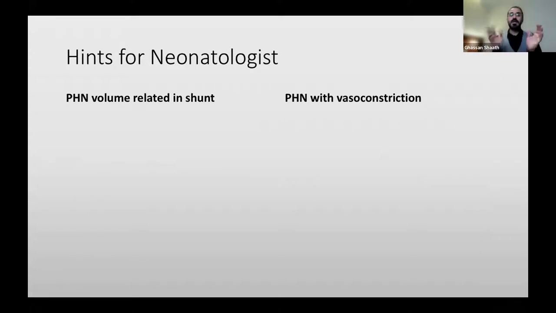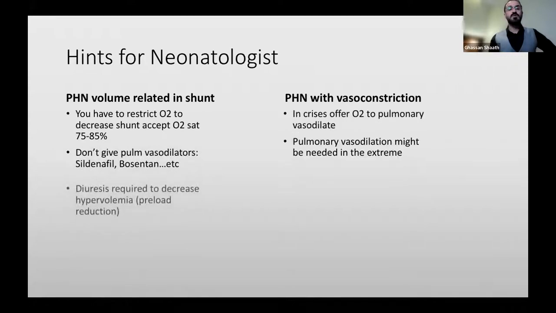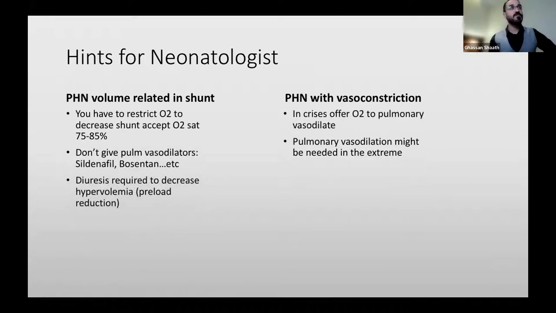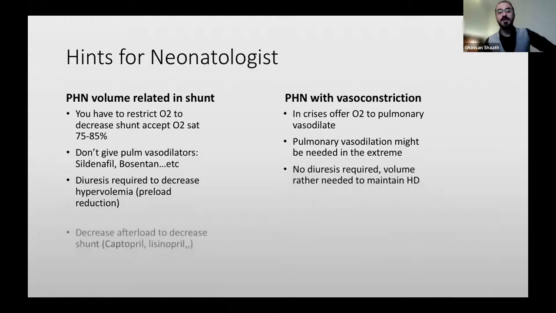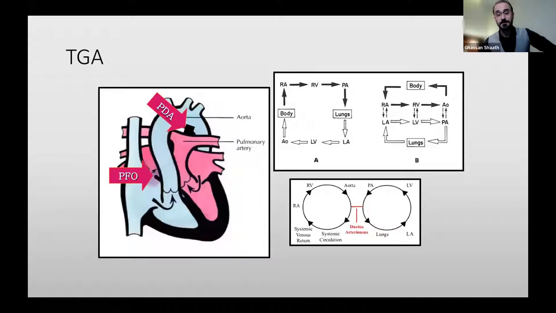And from there, we can understand and go through our management based on the pulmonary hypertension being related to volume: they need diuresis, probably a little restriction of oxygen, and we should not give pulmonary vasodilator. We rather should increase the pulmonary vascular constriction. And vice versa goes all the way with pulmonary hypertension due to constriction.